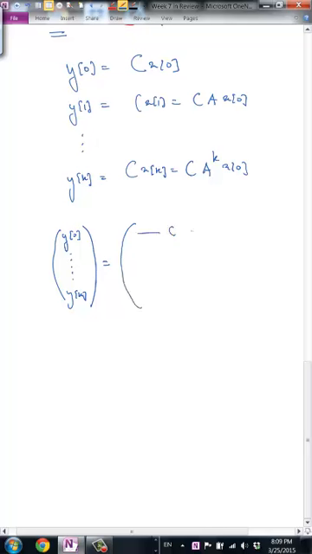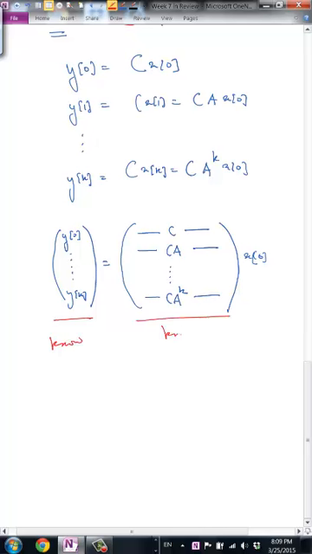And note that these are now row vectors. C is a row vector, and C times A is a row vector. And of course, all powers of C times A then is a row vector, times x of 0. So the question is, given that we know this, that's what we observe, and we know this because we know the dynamics, when can we compute x of 0?